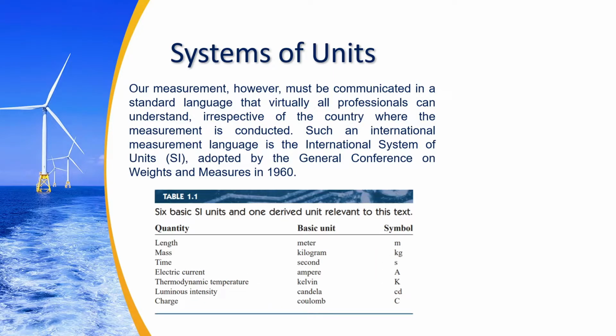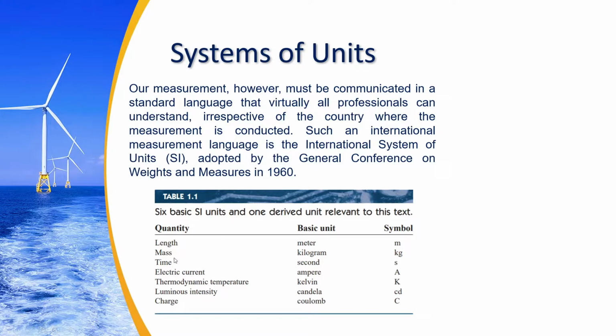Okay, so these are the 6 basic SI units and 1 derived unit relevant to this text. So dito, makita natin na iba't ibang quantity ay may nakapaloob na kanya-kanyang symbols or basic unit. So example, sa length, ang basic unit niyan is meter. So yung symbol niyan is small m. Sa mass, kilogram. So kg yung symbol. For the time, second. For the electric current, ampere. For the thermodynamic temperature, Kelvin. Luminous intensity, candela. Charge is coulomb.